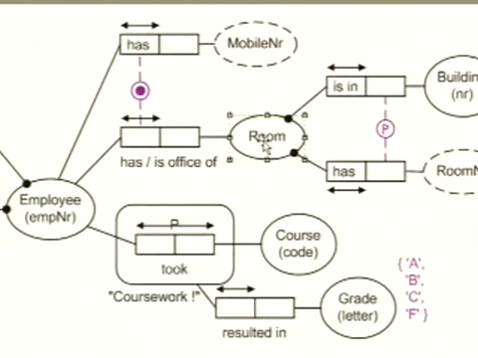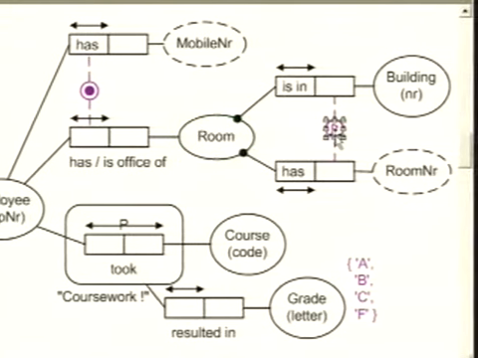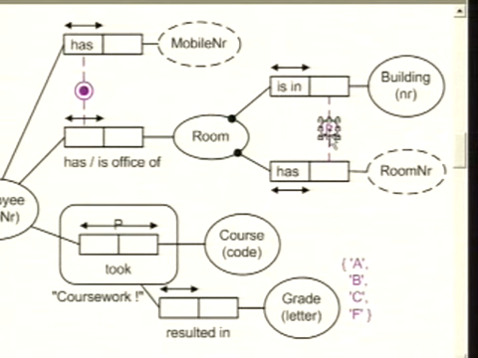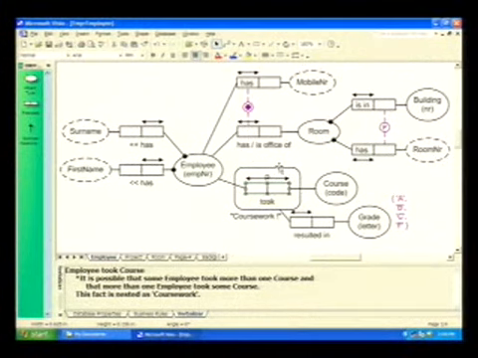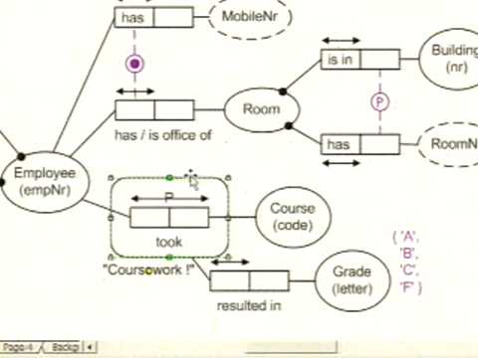So let's move on to room. A room is in a building and a room has a room number. Put those two together and that's my primary way of referring to a room. Let's look at this one. An employee took a course. Now, talking about that coursework, what I did here, I just made an object out of the relationship and I've renamed it coursework. It's called objectification. Talking about that coursework, it can result in a grade and the possible values are A, B, C or F.